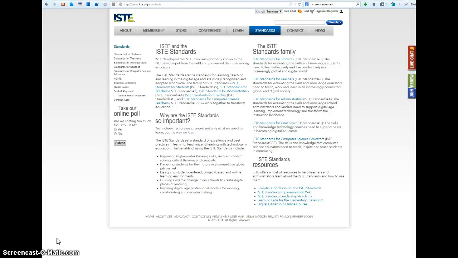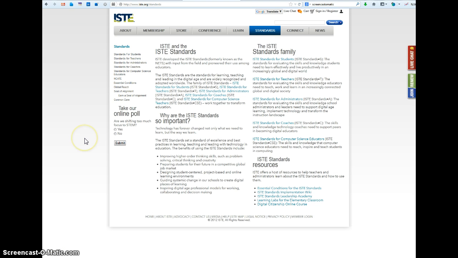The International Society for Technology in Education, known as ISTE, has 5 sets of standards related to technology use in schools. The 5 sets relate to those for students, for teachers, for administrators, for coaches, and for computer science educators. Please note that the standards for coaches are not for coaches of sports. These are for coaches in terms of technology coaches, mentors, curriculum support specialists, and the like, who are employed to assist teachers and administrators in the implementation of technology.